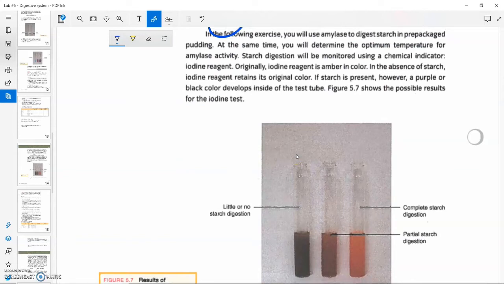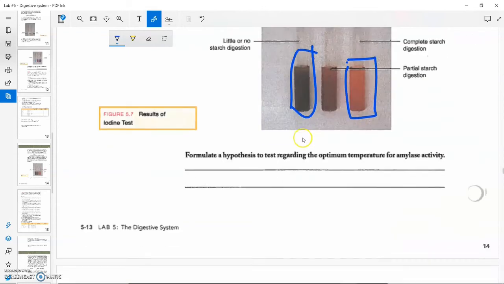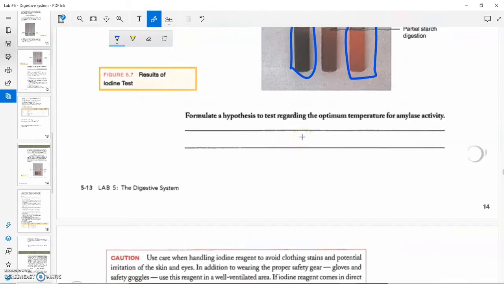So iodine binds to starch and gives it a pretty dark color. When iodine binds to starch, it's pretty dark, but as starch gets digested, the solution with iodine as an indicator becomes more and more red. So our hypothesis will be that the optimal temperature for amylase is 37 degrees Celsius.